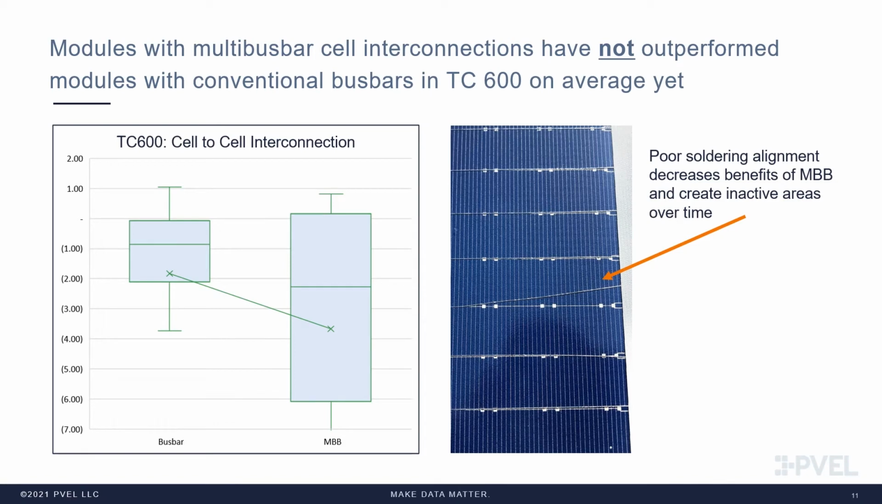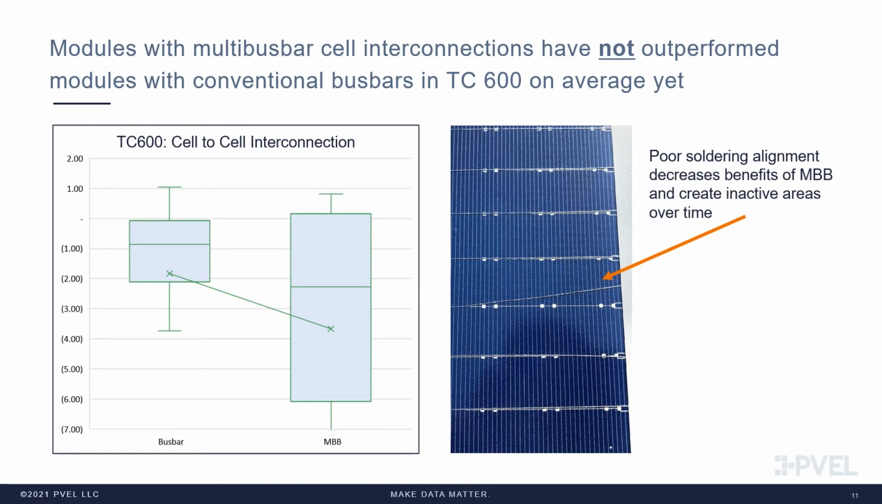Here you see busbar performance versus multi-busbar performance. Again, the busbars are the flat ribbons that are used to interconnect cell to cell, and the MBB or multi-busbar is these thin round wires as seen in the picture on the right. The wires here are typically around 0.35 millimeters thick or 350 microns, and while it looks extremely thin on this image, it's actually twice the thickness of the cell itself.